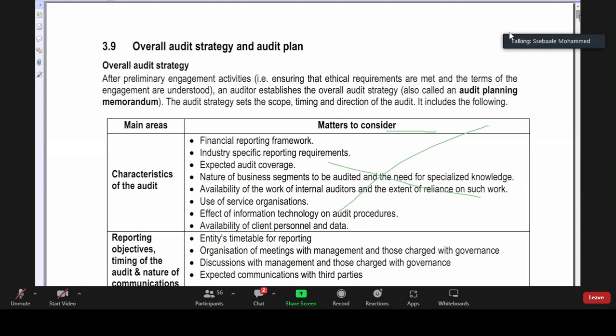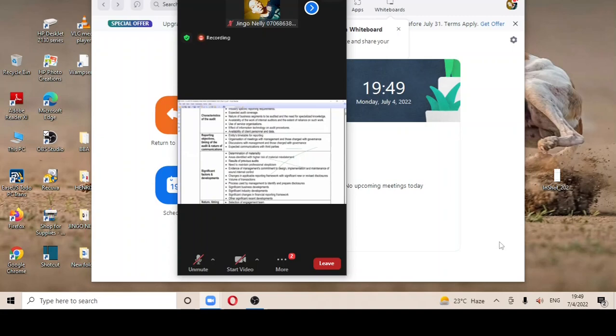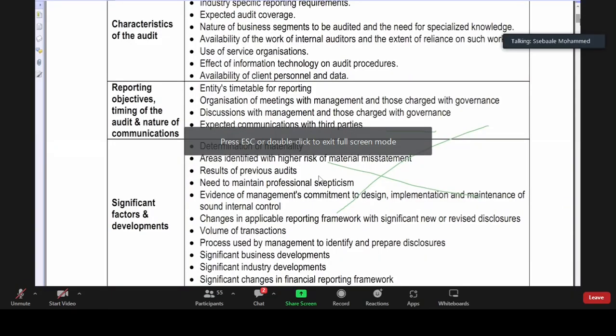Are you going to rely on the work of the internal auditors? Are you using service organizations like technological firms? Then the reporting objectives, the entity's timetable for reporting. When do they report to the audit committee? When do they report to the main board? And then eventually, when are they supposed to report to the regulator?